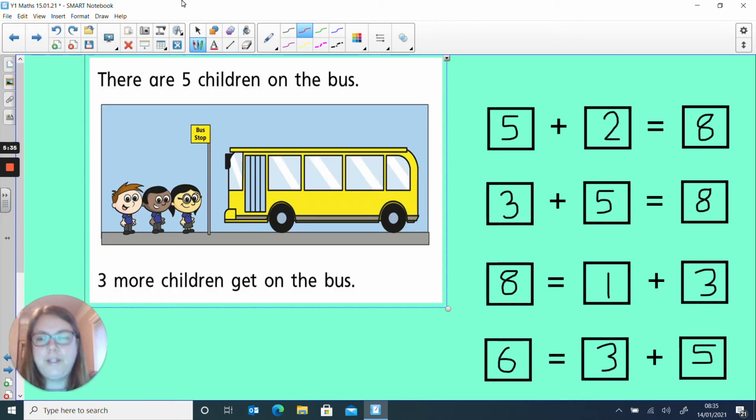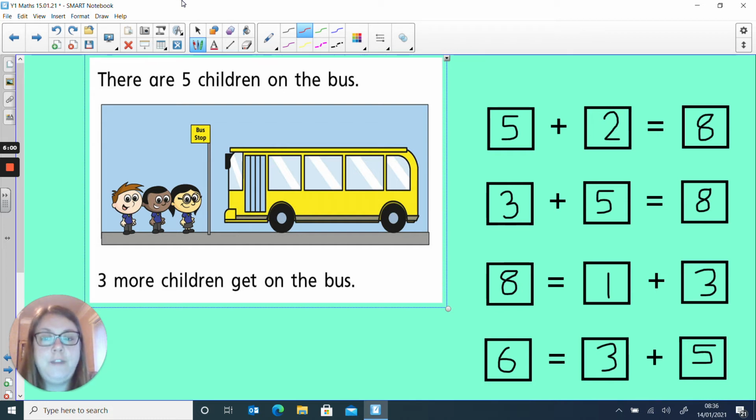Oh, we've got some words this time as well as a picture, but we haven't got the full picture of all the numbers. So this is where you might want to draw a cherry diagram or a bar model or the number sentences to help you with this one. I'll read it to you. There are 5 children on the bus. 3 more children get on the bus. So it tells us our parts there, doesn't it?